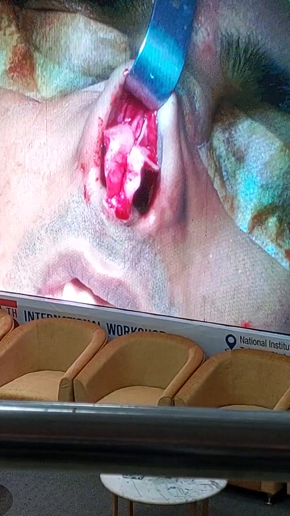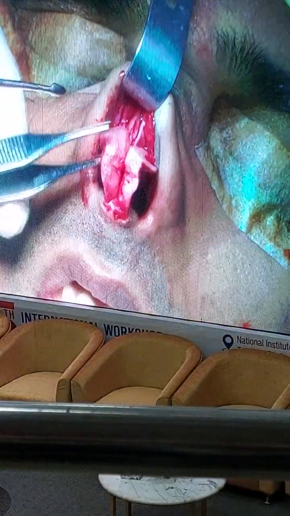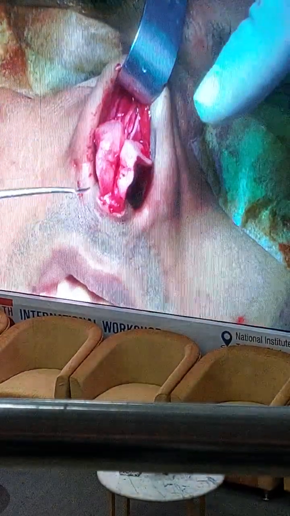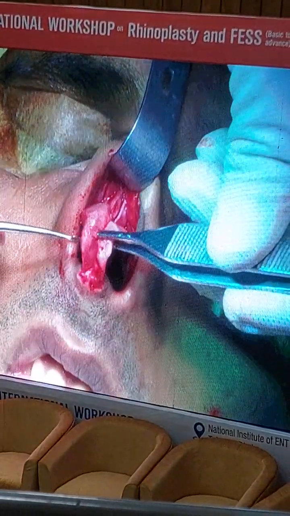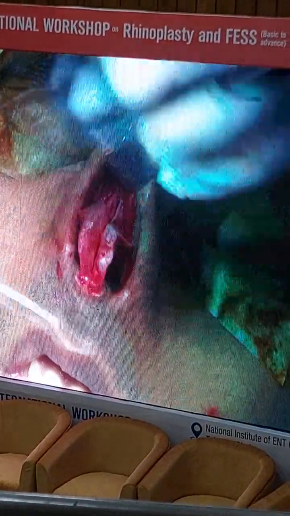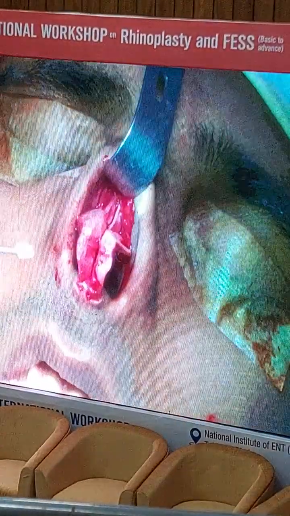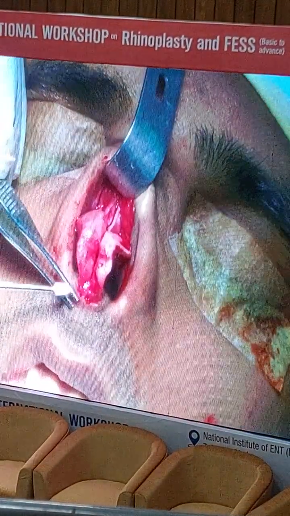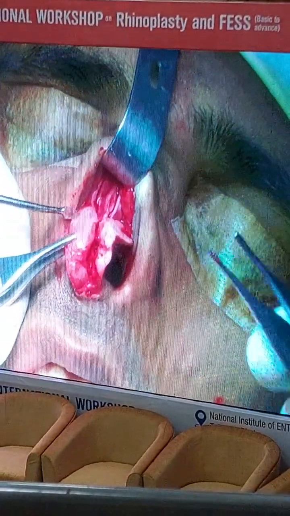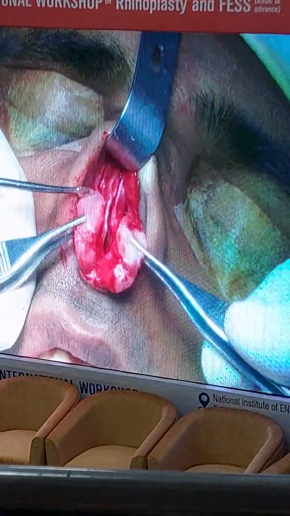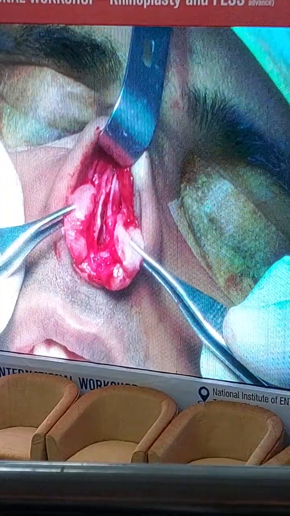Okay. Now this is the lateral crus. This is the lobular part, where this intermediate crus bifurcates, then you start the columellar part of the medial crus. Now look at this, this is the lateral crus. This lateral crus has two ends and two borders.